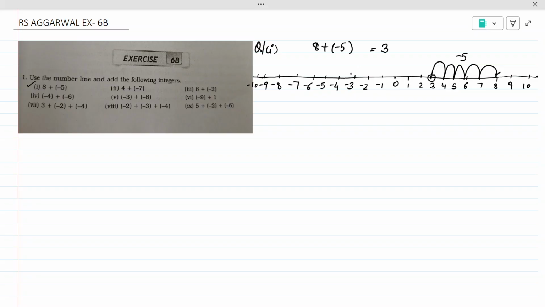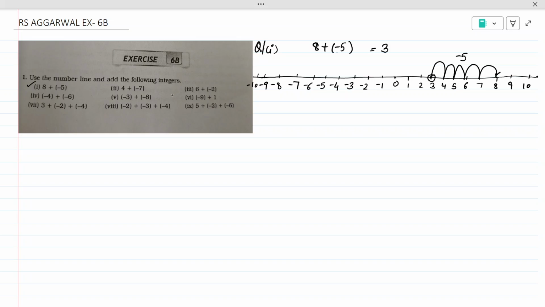We have done the same questions in NCERT, and we know that if minus is given to us, that means we have to move in the backward direction. If plus is given to us, then we have to move in the forward direction. Same thing we have used here. We have started from 8 and then we are adding. So that means we are moving, where? In the opposite direction, because minus is there. And how many steps? 5 steps. So 1, 2, 3, 4, 5, and we are reaching 3. So the answer is plus 3 here.